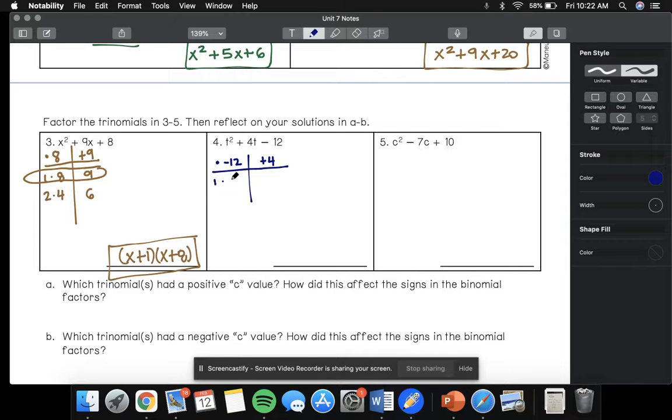So I know 1 times 12 is 12. I know 2 times 6 is 12. And I know 3 times 4 is 12. And now I just need to mess around with it, it needs to add to 4. But right now, when I multiply them, they multiply to a positive. So I'm going to play around and put some negatives. So I'm going to put 1 and negative 12.